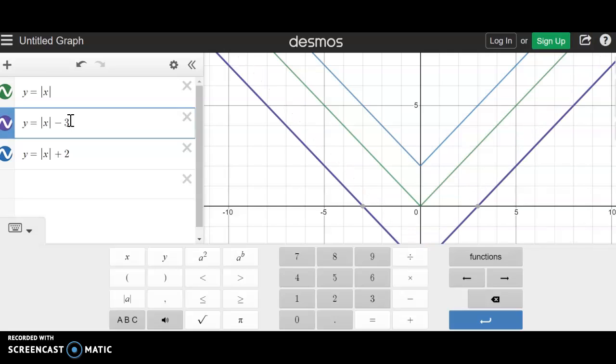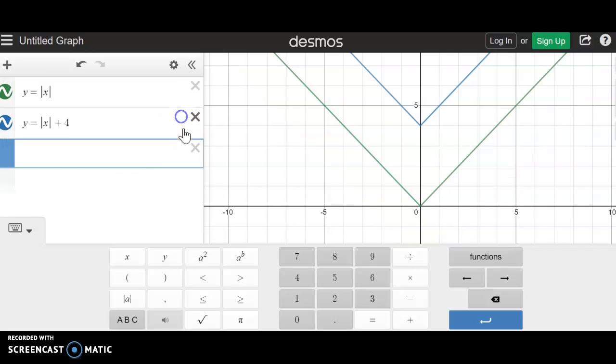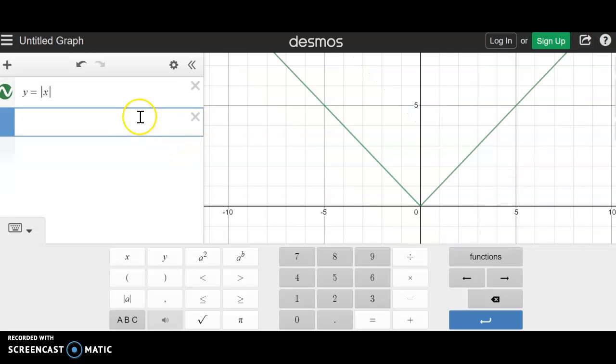I changed it to 3, and it took the parent function of the absolute value and shifted it 3 units down. If I change this to a 4, it changes the vertex to 4, and it's the parent function moved 4 units up. So not all absolute value functions stay along the y-axis. Now we have to learn how to move it left and right.